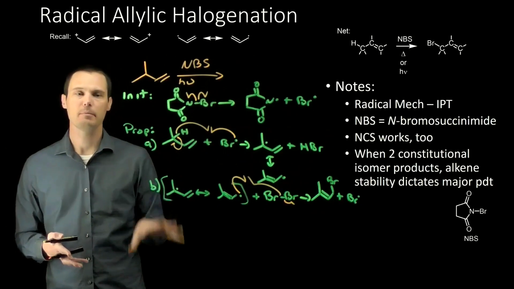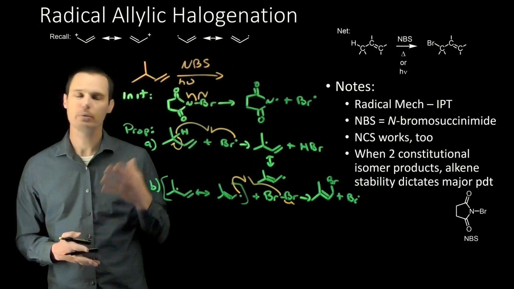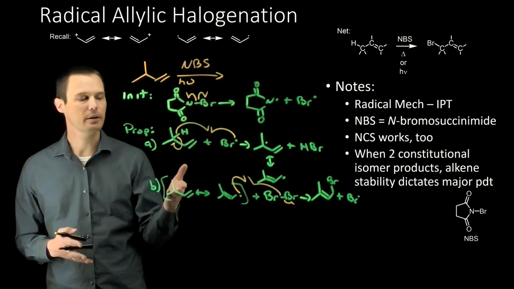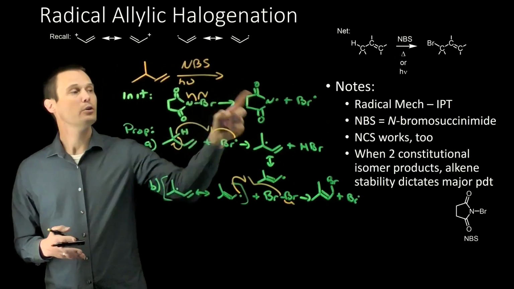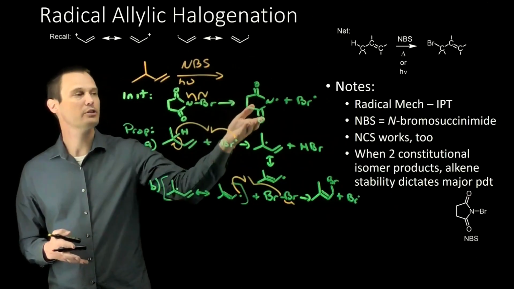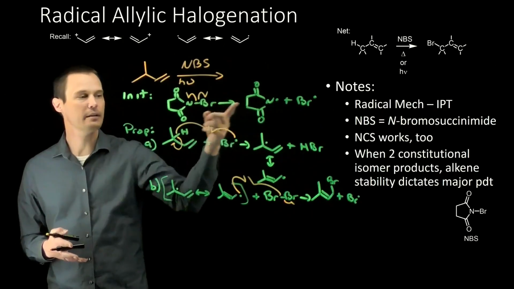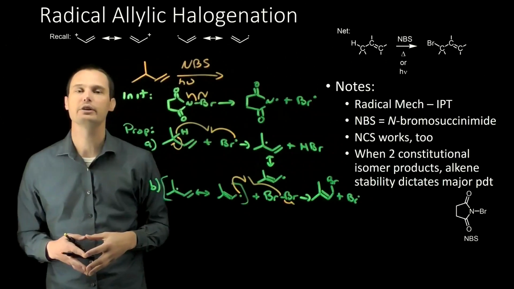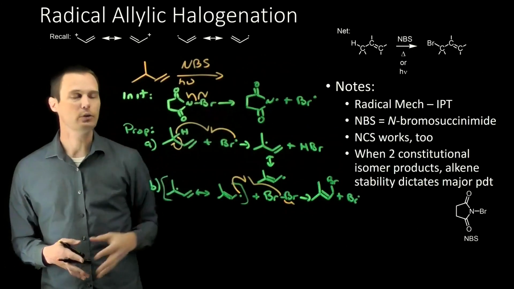Finally, we have the termination steps. I'm a bit out of room on the board, so I'm not going to show them here, but we have all of our traditional termination steps: Br dot and Br dot, Br dot and carbon dot, carbon dot and carbon dot. Notice we also have a new nitrogen radical, so that can also do some termination steps. We can get a termination between N dot and bromine dot, N dot and carbon dot, N dot and N dot. We can have all sorts of termination steps. We'd have 3 radicals in this system.